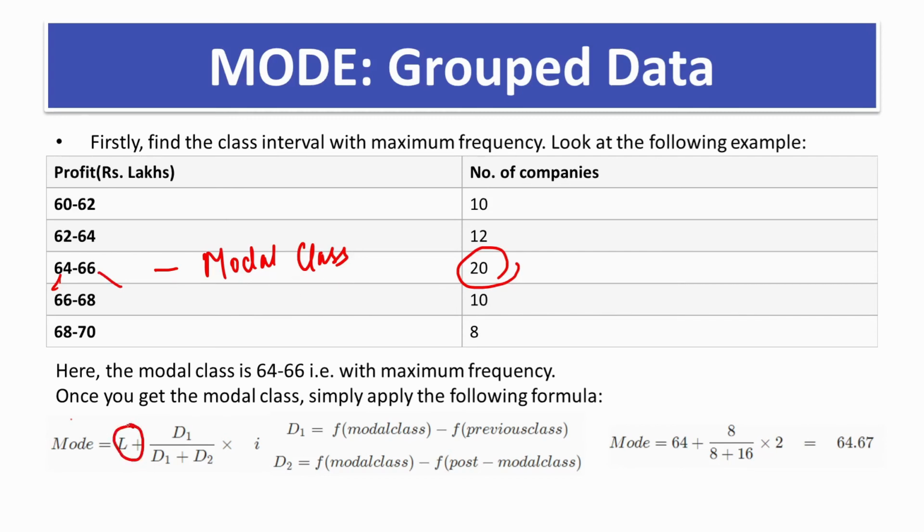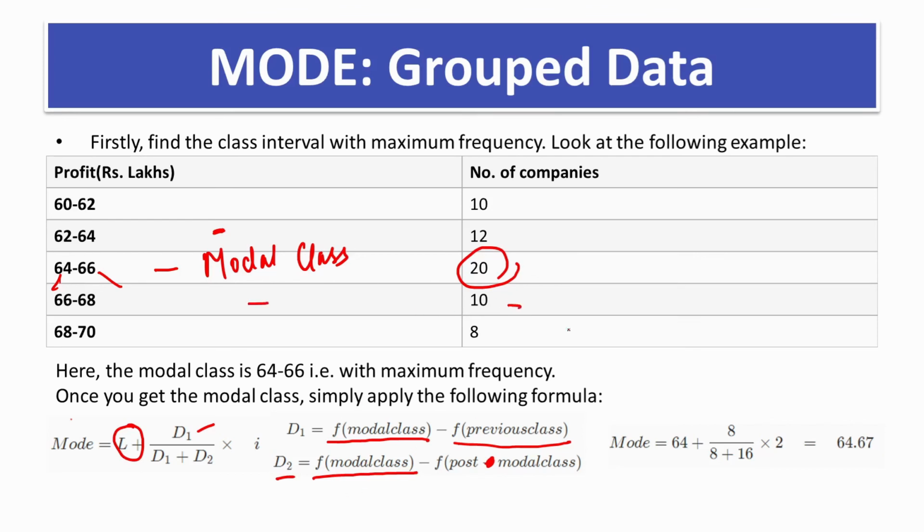L is the lower value of the modal class, and D1 is equal to the frequency of the modal class minus the frequency of the previous class. Previous class means this class. And D2 is equal to the frequency of the modal class minus the frequency of the post modal class, that is this class, 66-68.